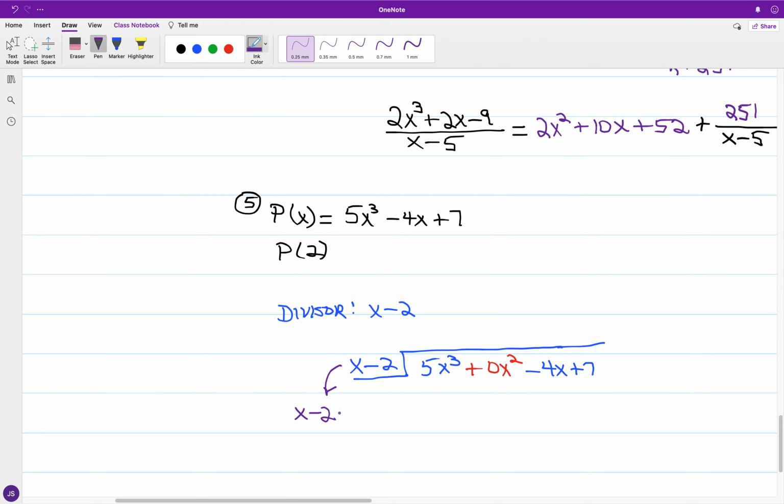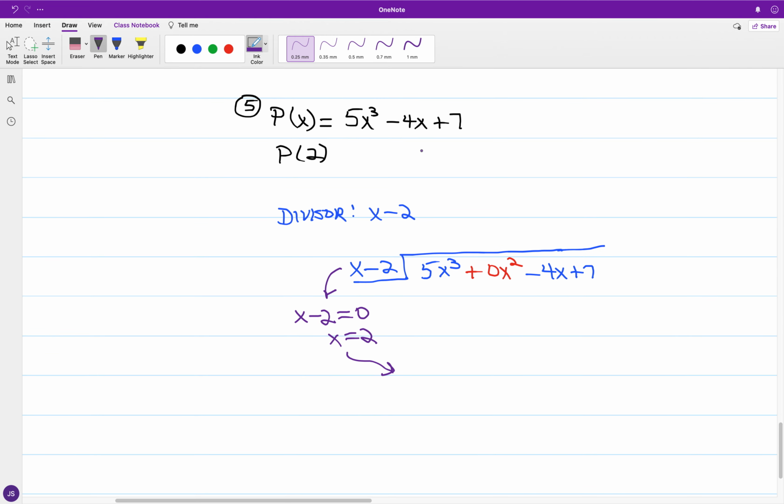Okay, so you have x minus 2 equal to 0. We have x equal to 2. So just putting what I have along the lines of synthetic division, 2 is the zero. Again, we have the coefficients of the dividend. So all places represented: 5 for the cube, 0 for the square, negative 4 for the first order in x, and then finally we have the constant 7.